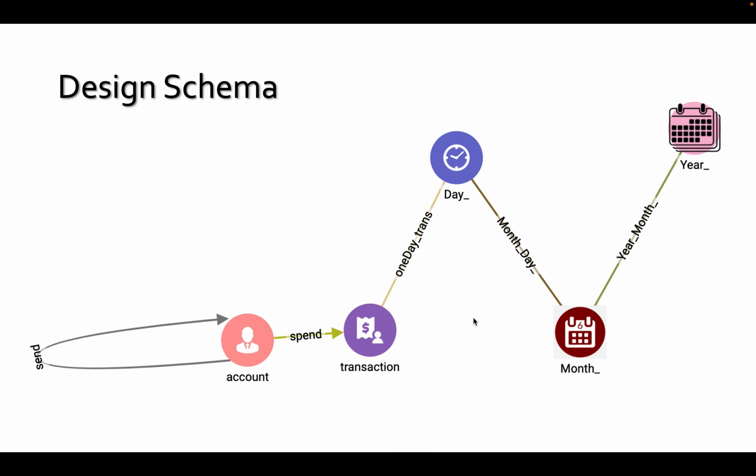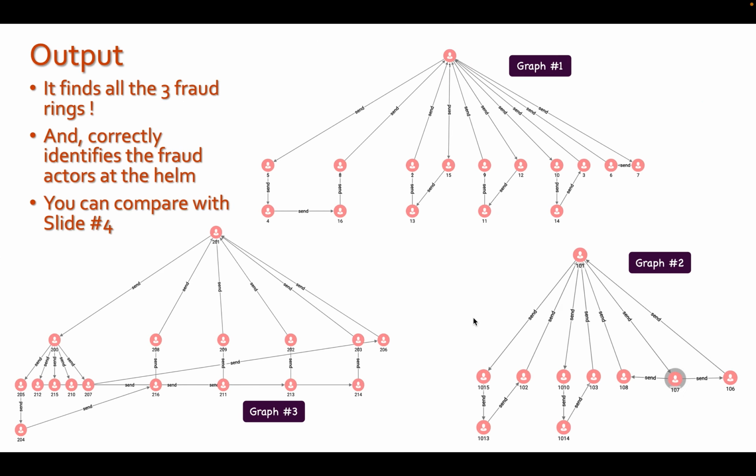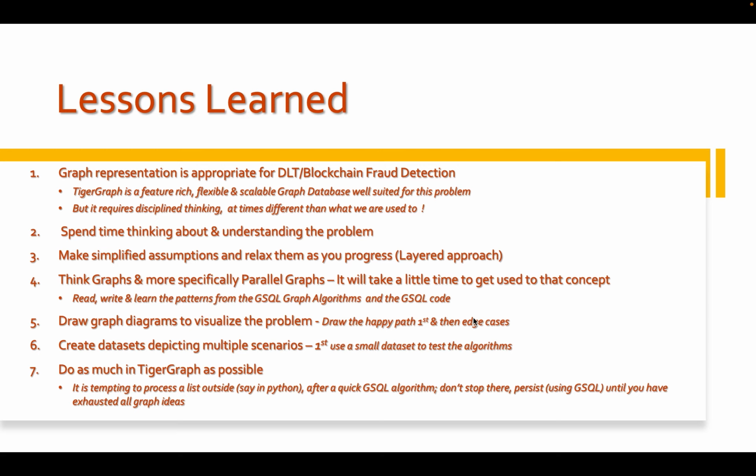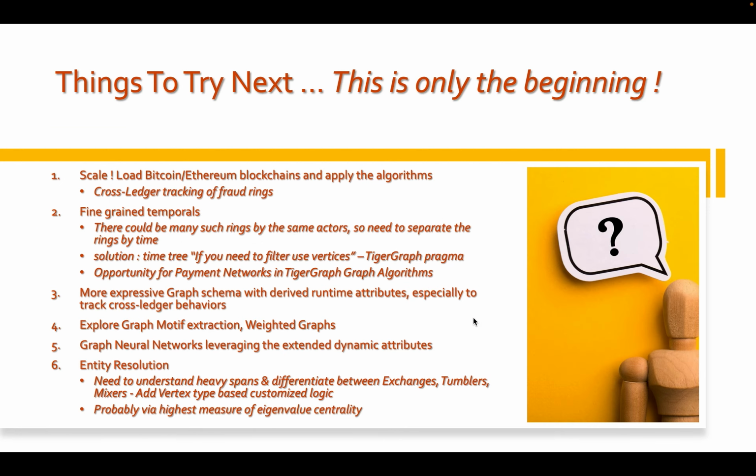Let's go back. I have all of these details in there for you to look at later. Lessons learned: graph representation is appropriate. Tiger Graph does work well, but spend time thinking and understanding the problem. Think graphs, and more specifically parallel graphs. That takes a little time to think in that way. Draw graph diagrams, and stay true to the platform, staying as much as possible in the graph domain and the Tiger Graph platform. It helps, and it comes out very well.